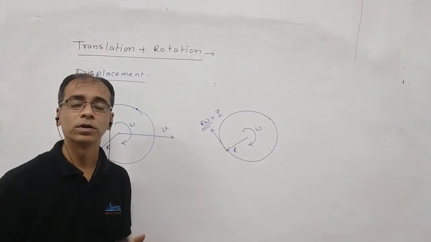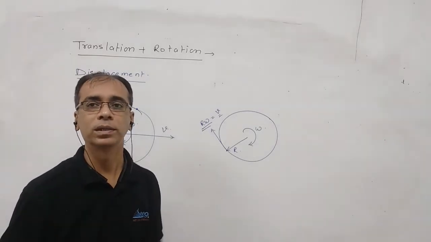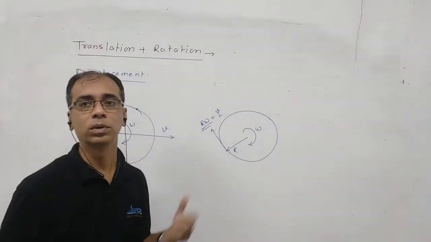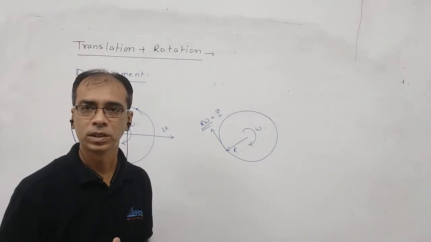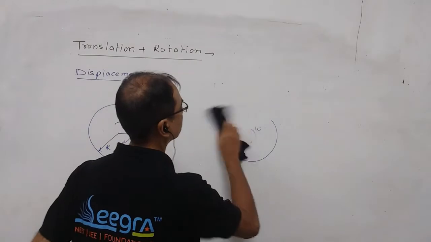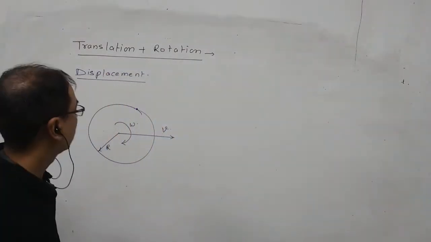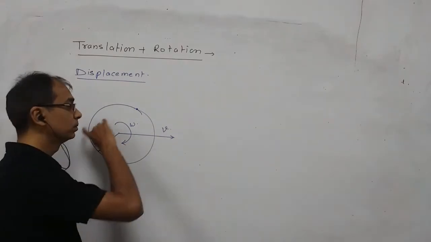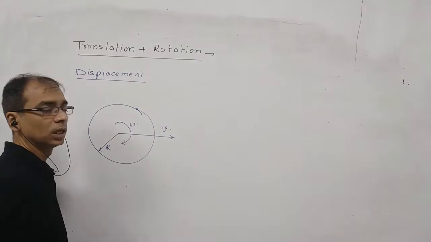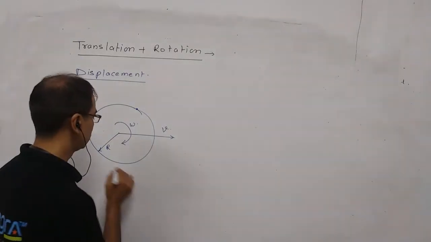We are going to see one case in which we will call it rolling, in which v will be equal to r omega. That's a different thing altogether. But here omega is not equal to v by r. Is that clear? So in this case the center of mass is moving with velocity v, and for the circular motion, every point about the center of mass has angular velocity omega.